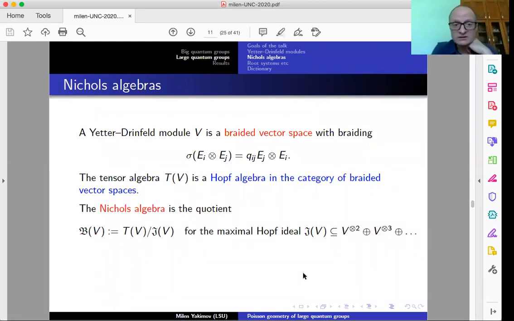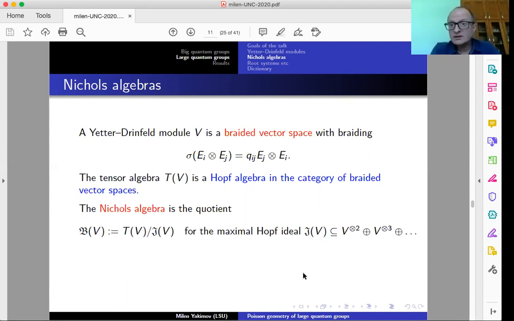So by definition, the Nichols algebra is the maximal possible quotient of this Hopf algebra. So you look at any ideal that sits in degree 2, 3, and higher degrees, and then you ask what's the maximal possible ideal for which this is still going to be a braided Hopf algebra in the same category, and you prove that there is a unique ideal of this form, and you name the corresponding object the Nichols algebra.